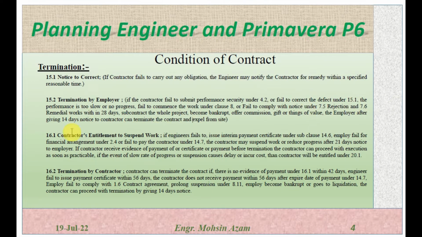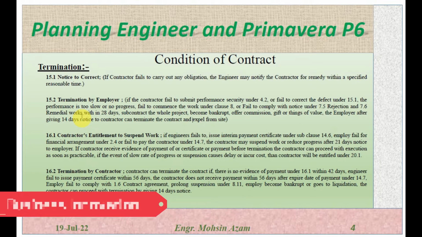or if there is any work which is to be done under subclause 7.6 within 28 days, or if he subcontracts the total scope of the project, or if he becomes bankrupt or offers any commission or gift, the employer, after giving 14 days notice to the contractor, can terminate the contract and expel him from the site.